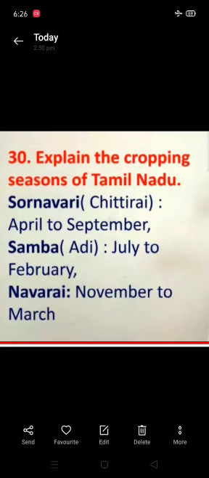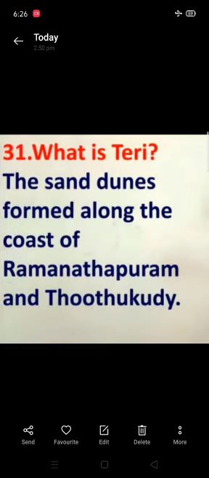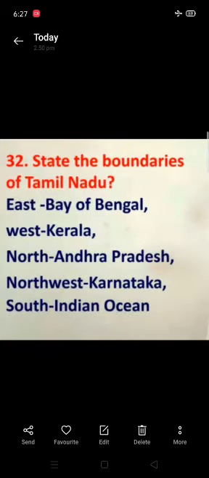Explain the cropping seasons of Tamil Nadu. Sornavari, Chittirai, April to September. Samba, Adi, July to February. Navarai, November to March. What is Teri? The sand dunes formed along the coast of Ramanathapuram and Thoothukudi.